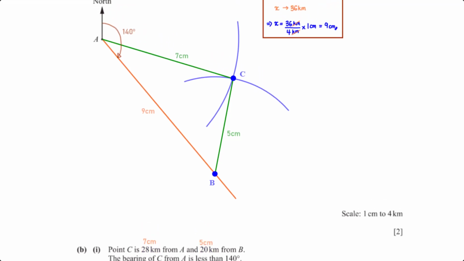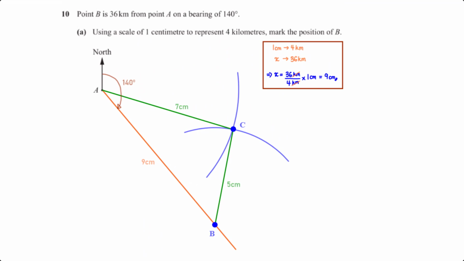So first, we measure the width of the compass to be 7 centimeters. Then we stand at point A and construct an arc. Then measuring the width of the compass to be 5 centimeters, we stand at point B and construct another arc. The intersection point of the arcs is the point C. So now we draw lines to connect points A, B and C to complete the triangle.